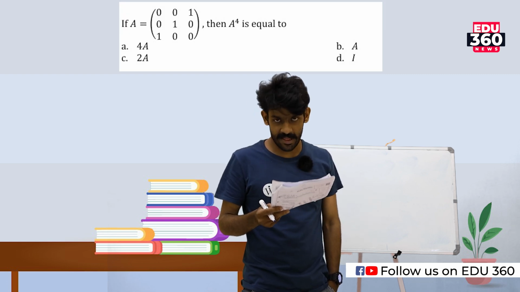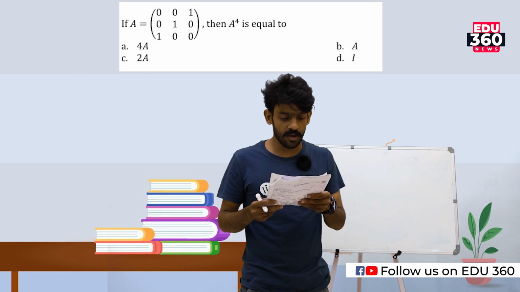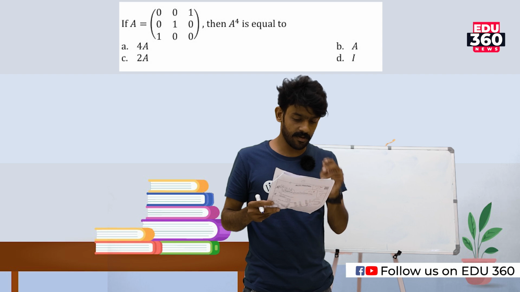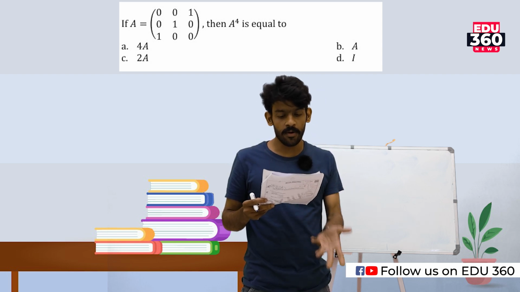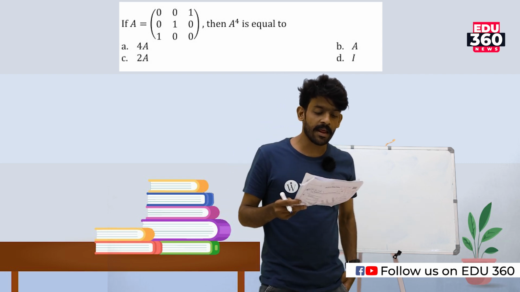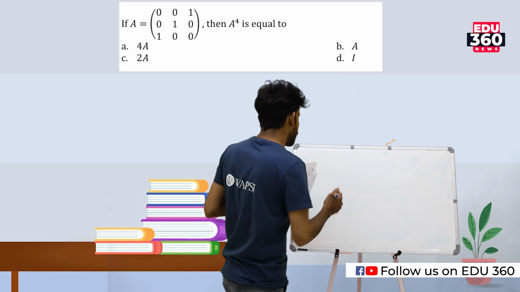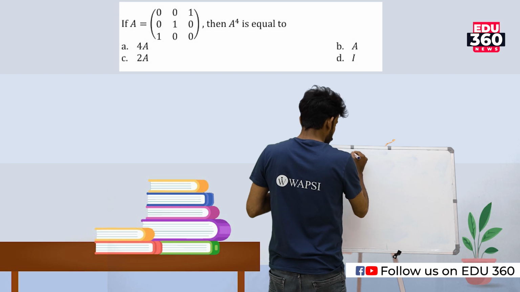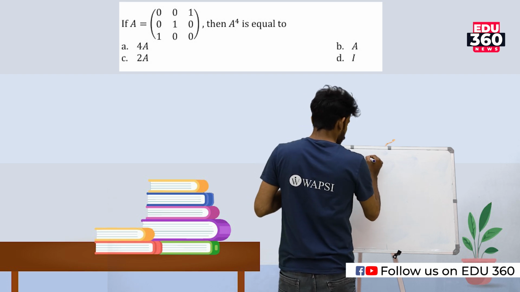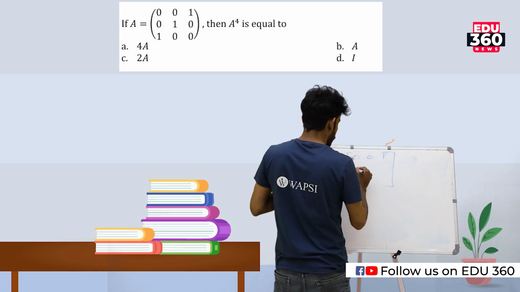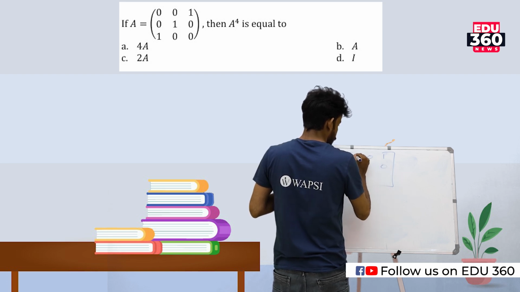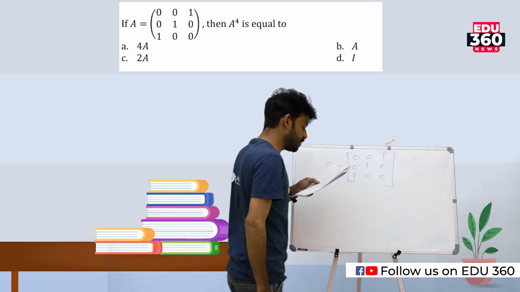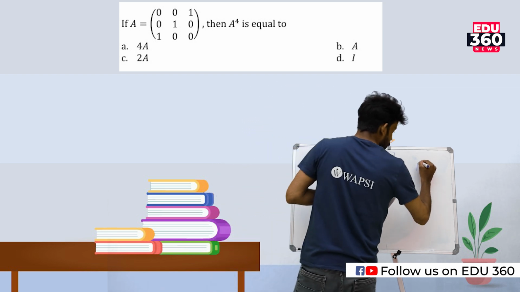The next question is: given that A is equal to the matrix 0, 0, 1, 0, 1, 0, 1, 0, 0, then we need to find the value of A raised to 4.